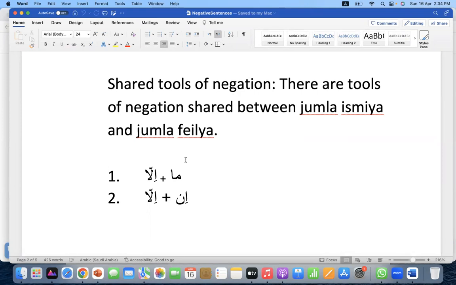So we were doing the shared tools of negation. When we have this ma and illa combination, you have in a sentence somewhere in the beginning ma, and then after some words you have illa, then some words. Or you have in and some words, then you have illa, then the word. So this combination gives us the meaning differently. How we have done it is like this.